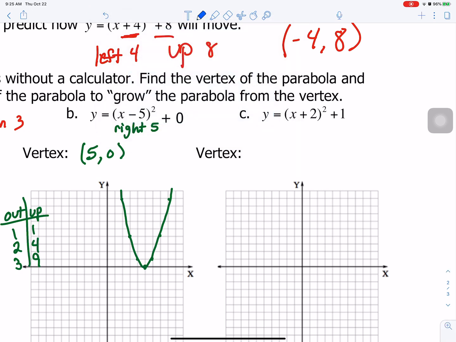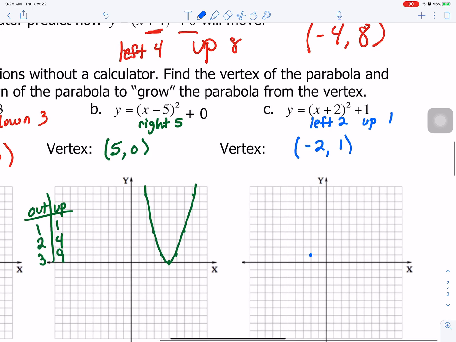Our last one. So +2 would move it left 2. And then up 1. So left 2, up 1. That's where my vertex goes. I'm still going to use the same out and up chart. I have it on my screen, so I'm not going to rewrite it again. Up 1, out 1. Up 2, up 4. Out 3, up 9. And then I connect my dots to make my graph.